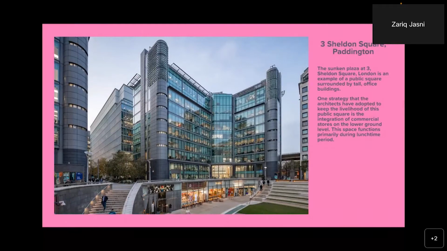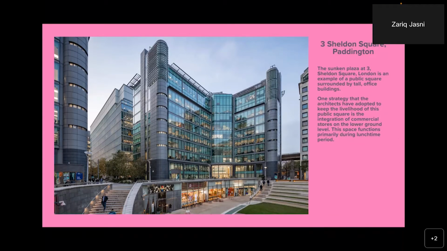So this has got a slightly different typology because it is a sunken public square, but they have integrated. I like what the architect has done here. As you can see, the buildings in the foreground, just behind whatever is happening down there on the lower ground floor, those are office spaces. So these office spaces would usually be dormant or empty during the night.